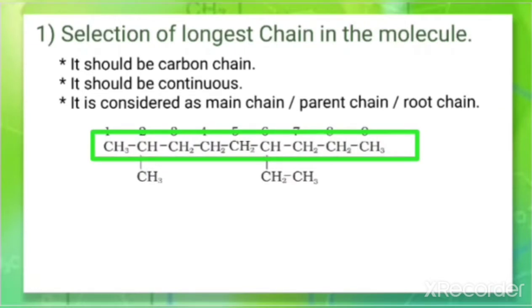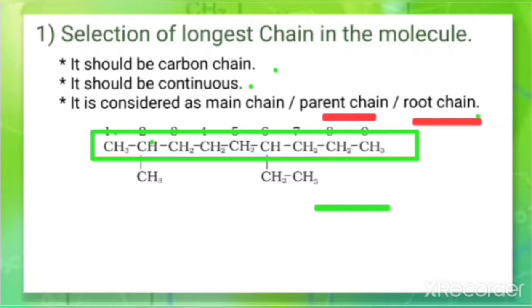So when you are making the IUPAC name for an organic compound, first you select the longest chain, and the condition should be that the chain should be of carbon and it should be continuous. That means one carbon after the second, third, fourth, it should be continuous. It is not necessary that it be in any particular way; it can be zigzag or any way, but it should be continuous. Now this chain is considered to be the main chain of this organic compound, which can also be called the parent chain or the root chain. So this is our main chain.